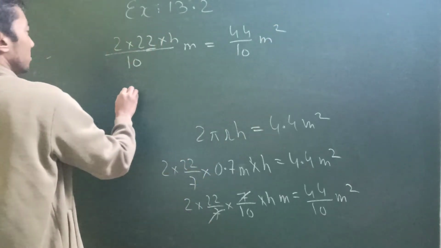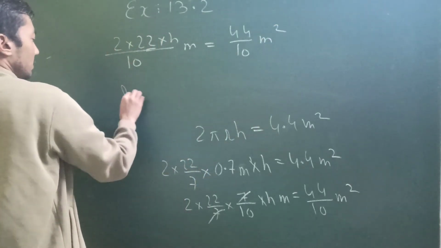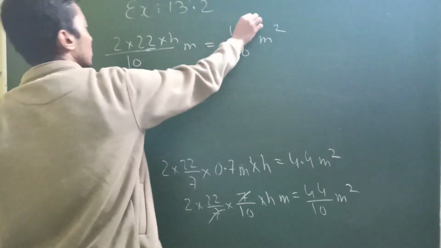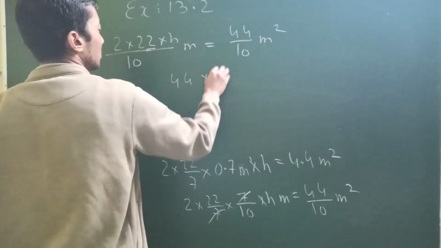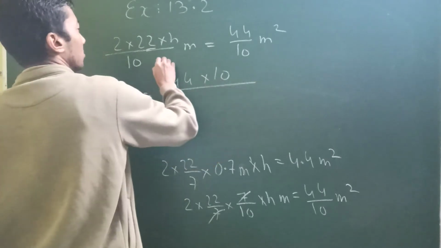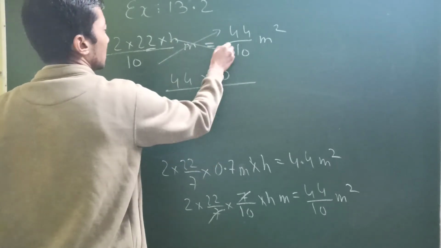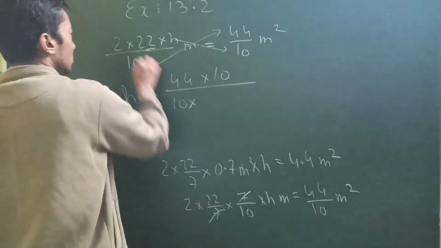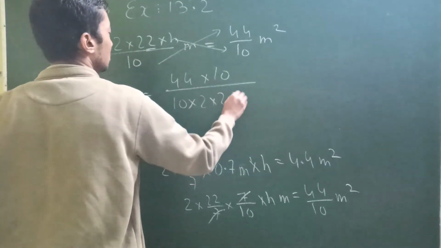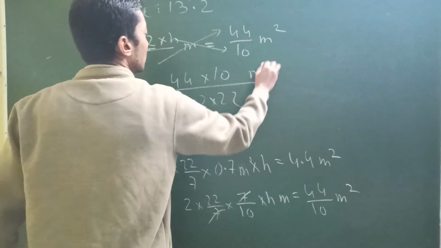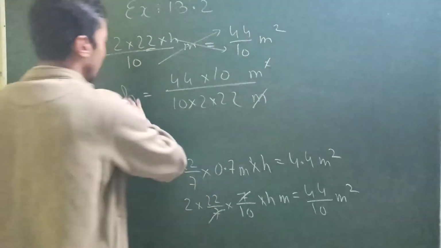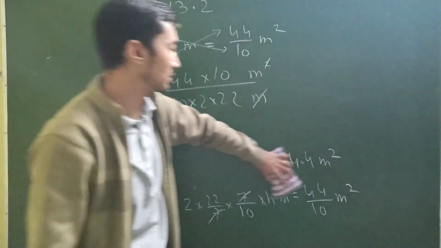Now let's cross multiply. So leaving only h, because our job is to find h, isn't it? So 10 will go up. 44 into 10. Cross multiply. 10 will go up, this will go down, leaving aside h. So that's 10 into 2 into 22 will come down. Meter square, this meter will go down, meter. That's why unit of height will always be single length, that's going to be meter.